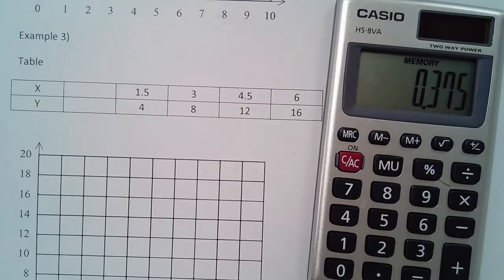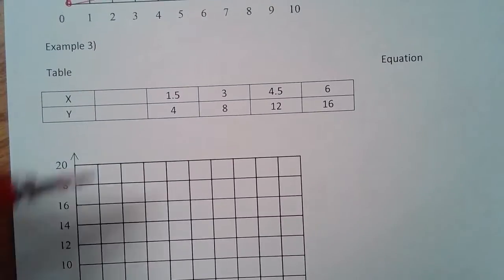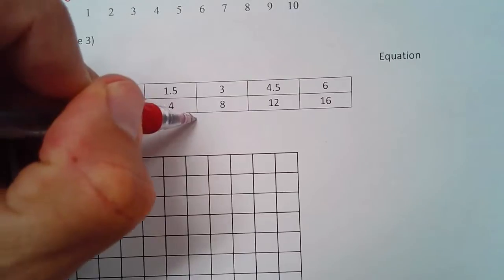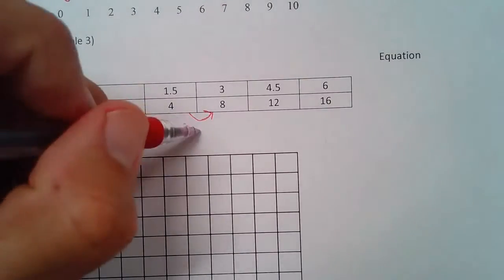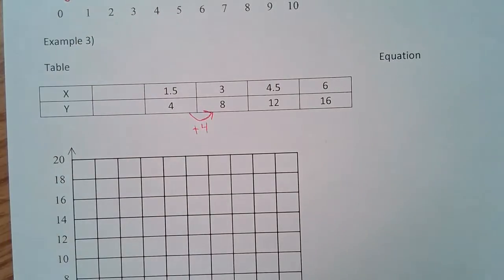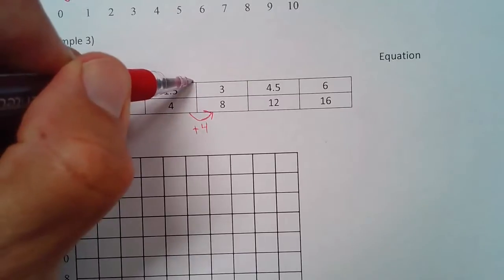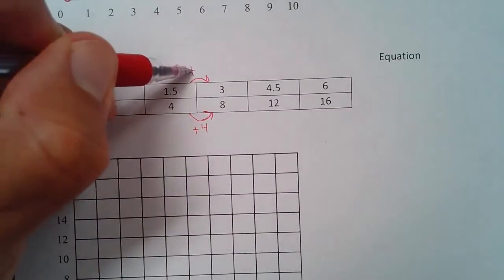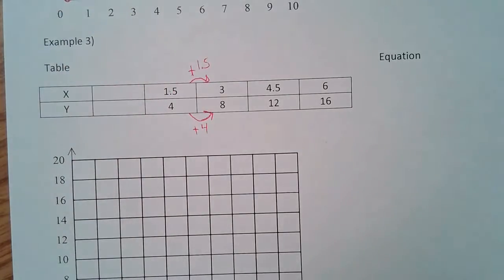I could see something else. I could see, what is the change in y? So the change here, how much did it change from 4 to 8? Well, that went up 4 because 4 to 8 is 4 spaces. How much did it change from 1.5 to 3? Well, it went up 1.5 because 1.5 plus 1.5 is 3.